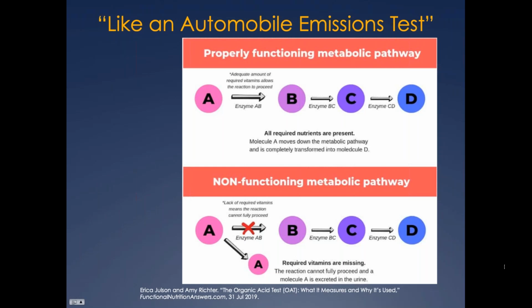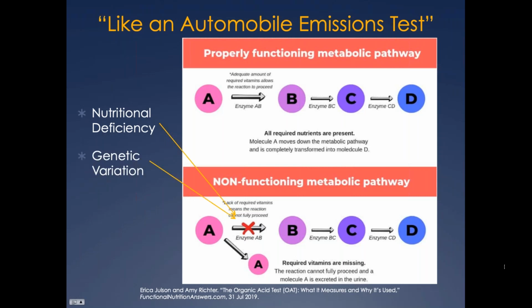Now, when we look at the bottom half of this picture, we can see that, for example, there's a problem with enzyme AB, and that can be because of a nutritional deficiency. So again, referring back to the need for some enzymes to have a cofactor. If we aren't getting enough magnesium or zinc, for example, in our diet, we may not have enough cofactor for a given enzyme to be able to work optimally. So we end up with an overabundance of product A, and we end up with an inadequate amount of products B, C, and or D.